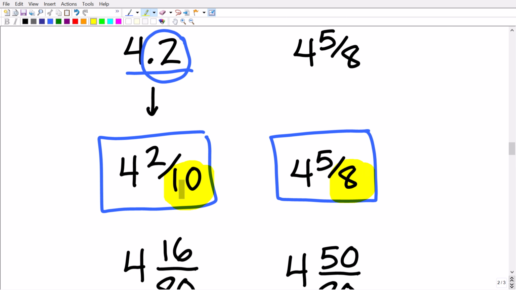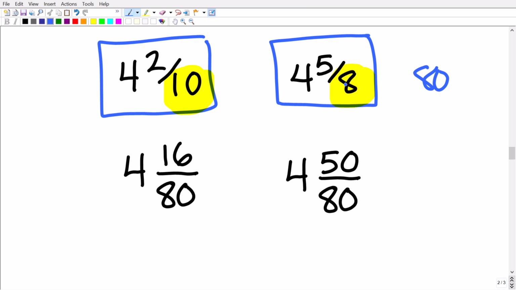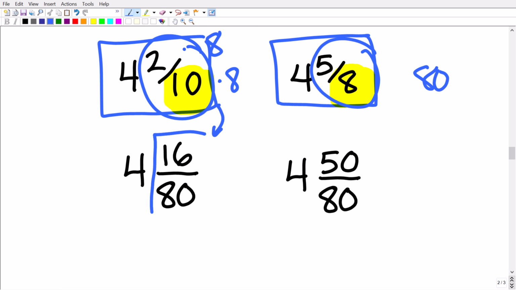So if I have 10 over here and 8 over here, what would be a common denominator? Well, a common denominator would be 80. So in other words, if I can make both of these denominators into 80, then I can compare these numbers. Okay, so 2/10 and 5/8. How can I make both of the denominators 80? Well, I can take this 10 and multiply it by 8. But if I multiply the denominator by 8, I have to also multiply the numerator by 8. So this fraction, 2/10, an equivalent fraction, is going to be 16 over 80.